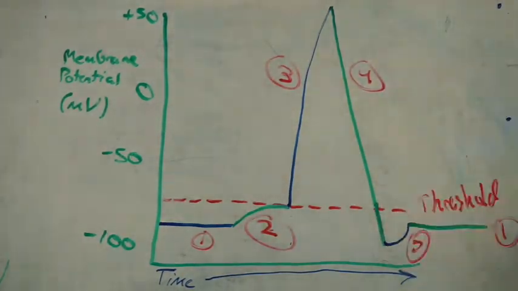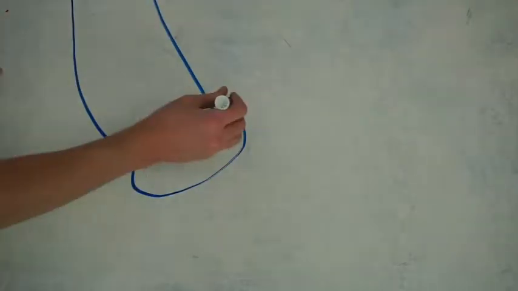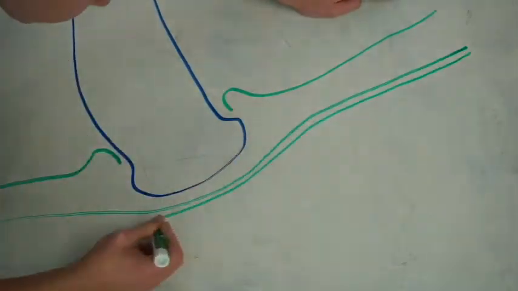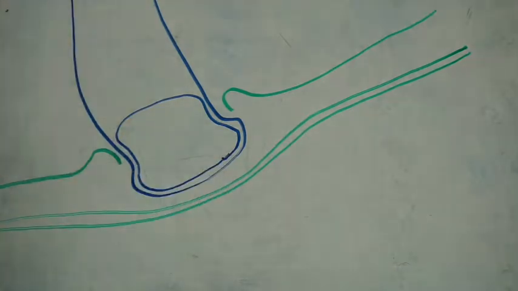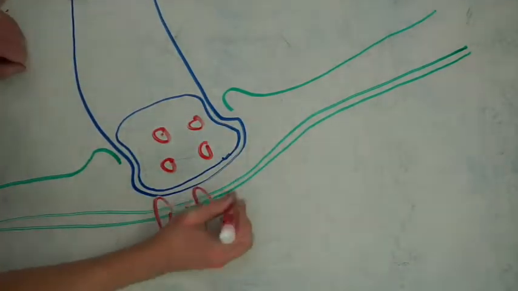into the cell. At section 4, sodium channels close and potassium channels begin to open. At section 5, potassium channels close and sodium channels open, repolarizing the cell. After repolarization, the cell is back in its resting state.